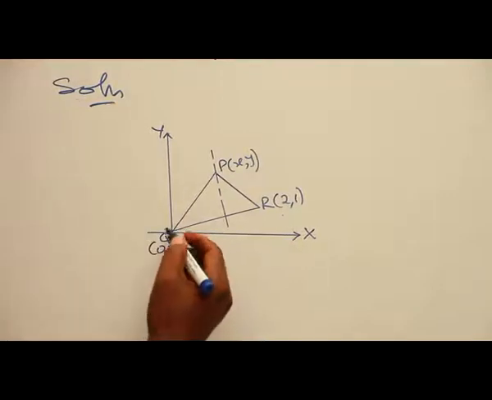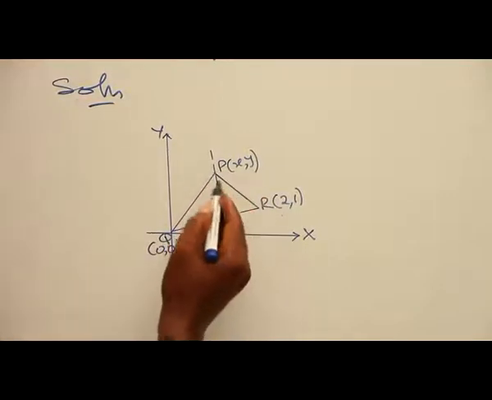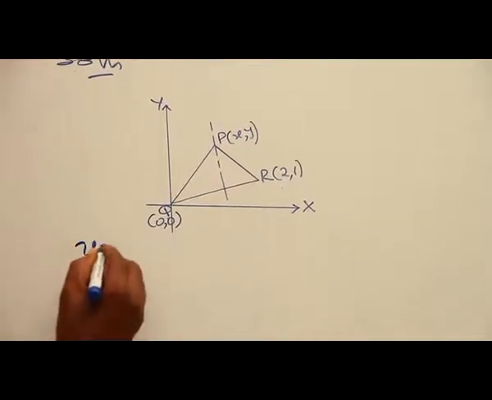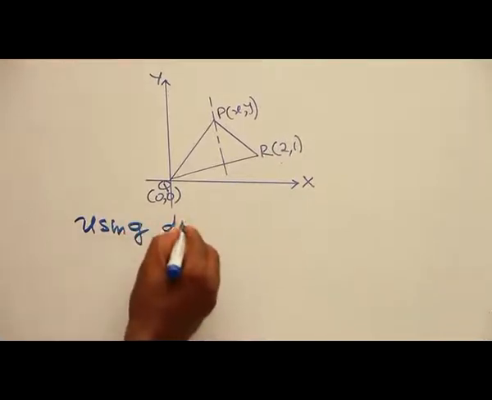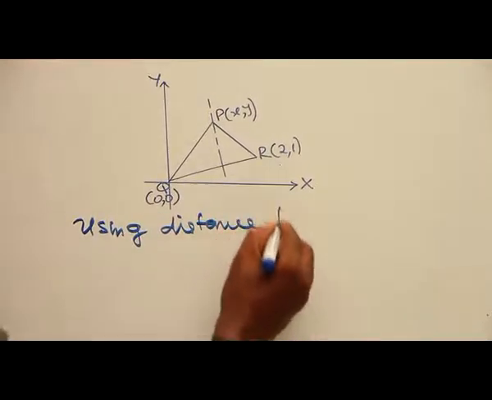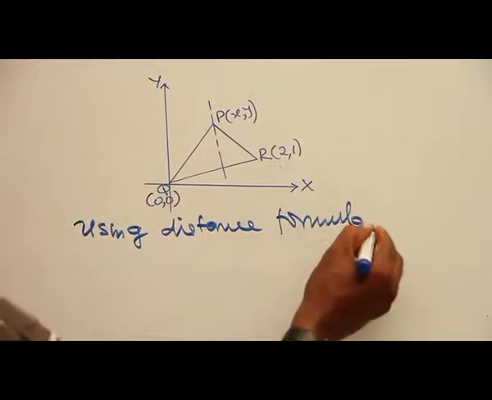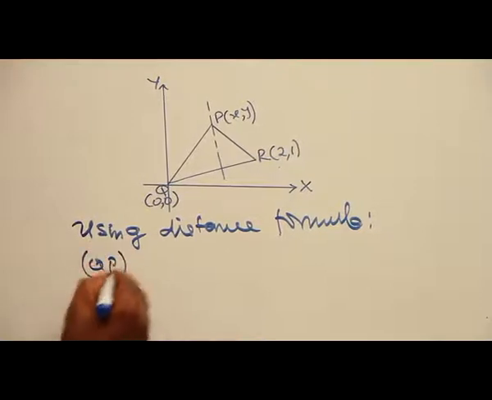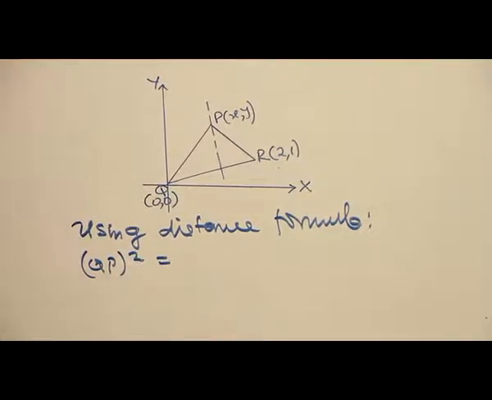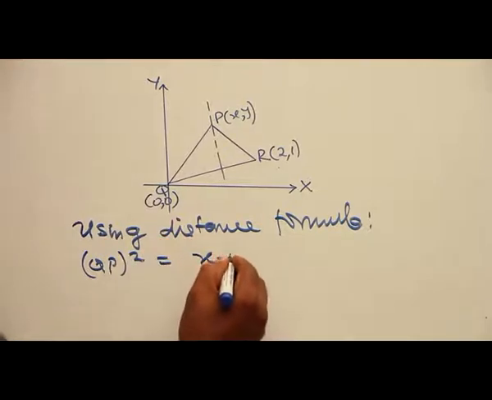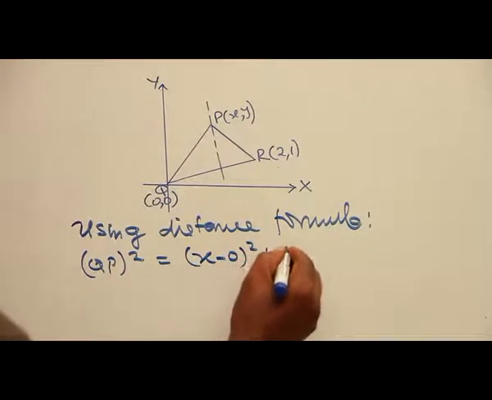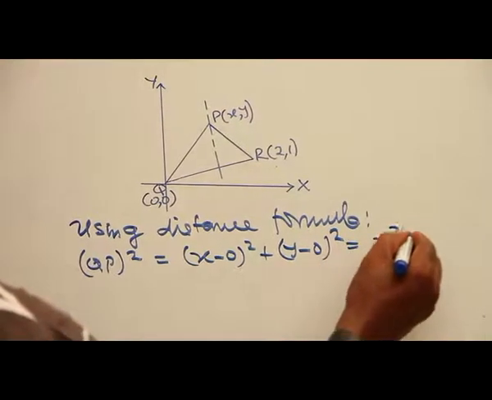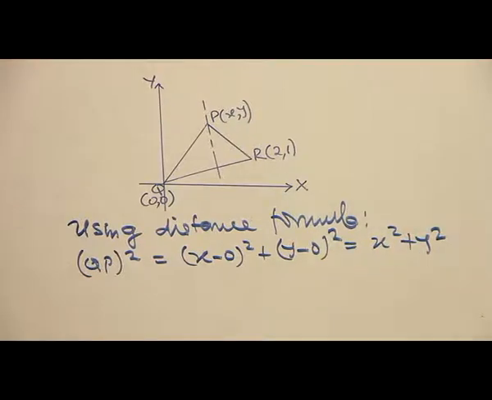So how do we find the distance from Q to P and from P to R? You recall your distance formula. So we now say, using the distance formula, we have here that QP squared will be equal to x minus 0 squared plus y minus 0 squared. This will give you x squared plus y squared.